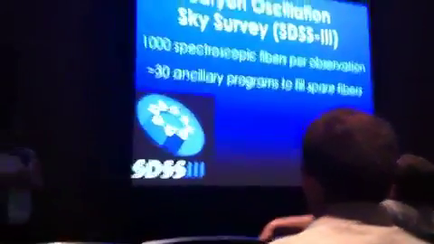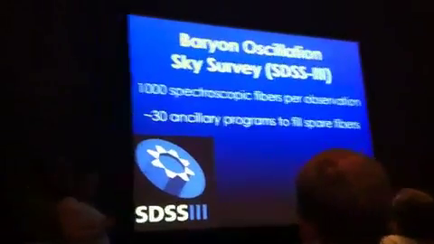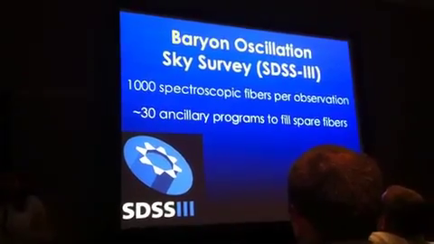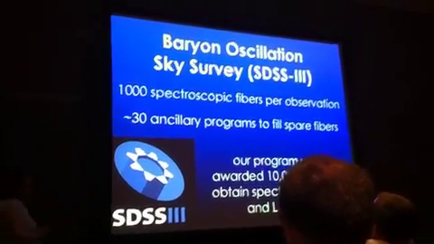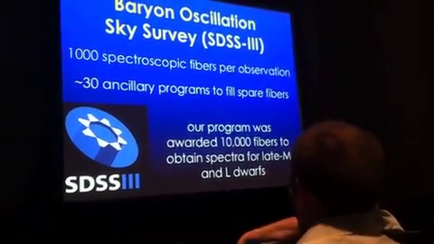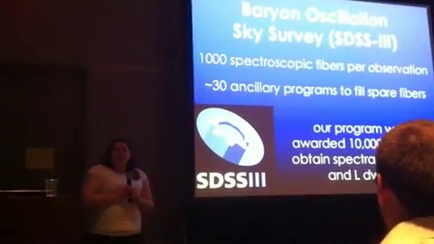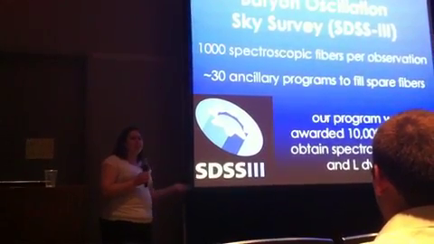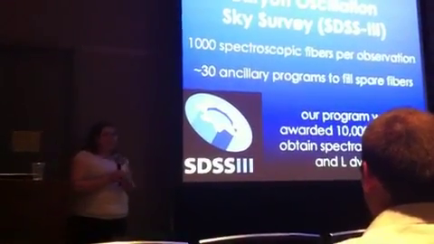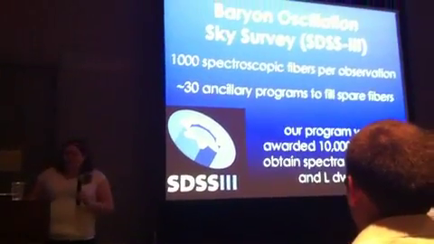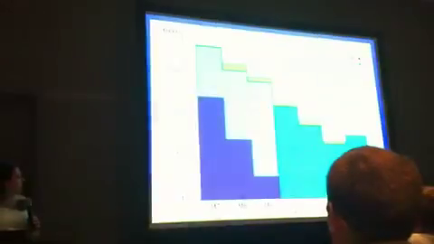And even more important to us is that there are about 30 ancillary programs accepted to fill spare fibers. And our program, which I'm the PI of, was awarded 10,000 fibers to obtain spectra for late M and L dwarfs, which is a really large number of spectra, which is great. And I just wanted to mention here that I'm also looking at serendipitous M and L dwarfs, the ones that they thought were quasars or red galaxies, and also some objects from other people's ancillary programs, if they happen to be looking at M dwarfs.